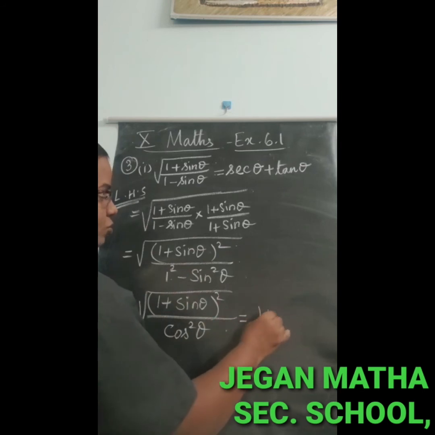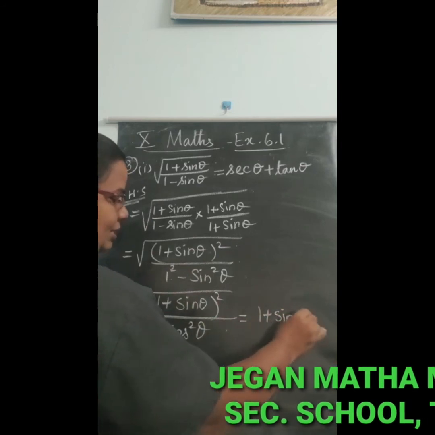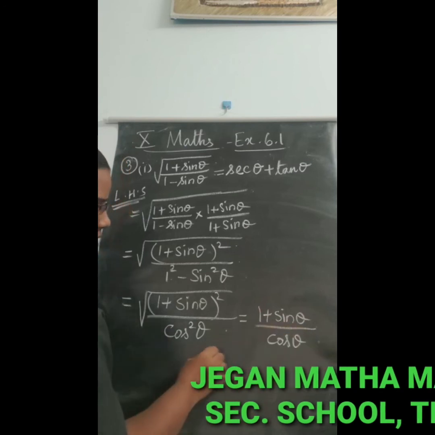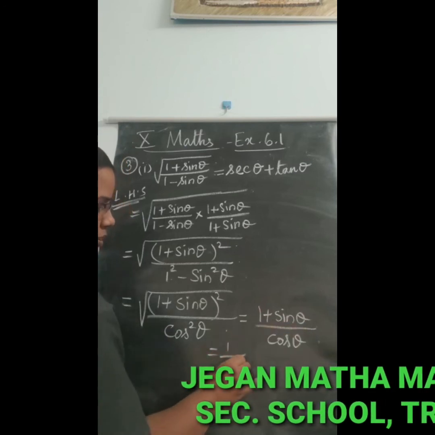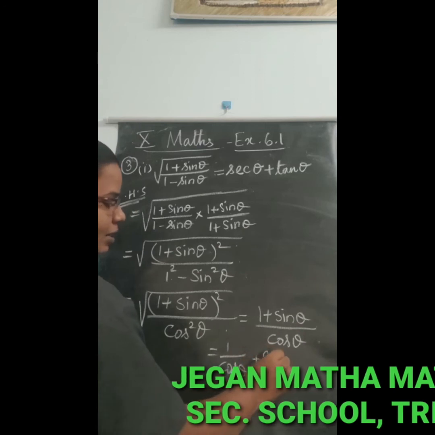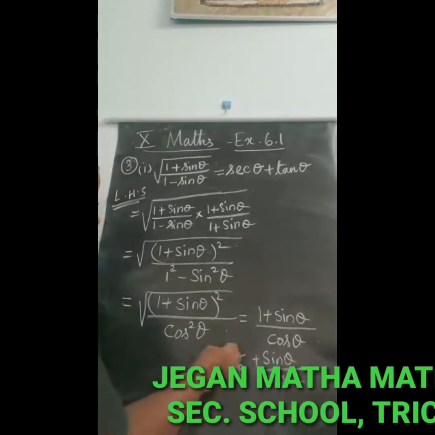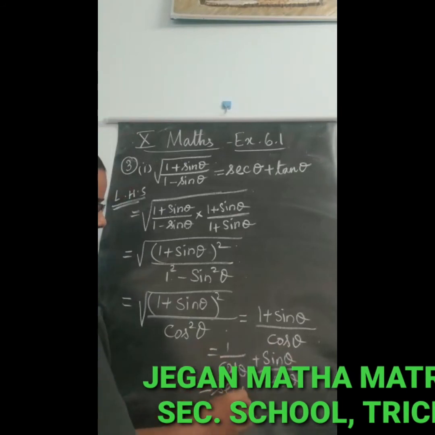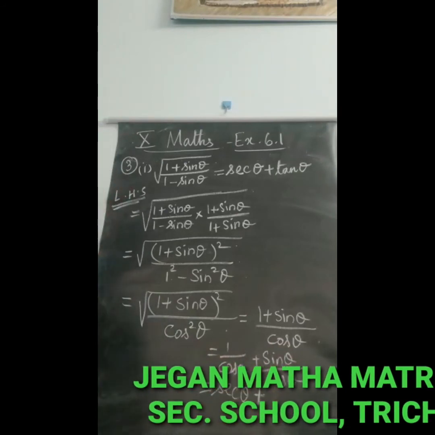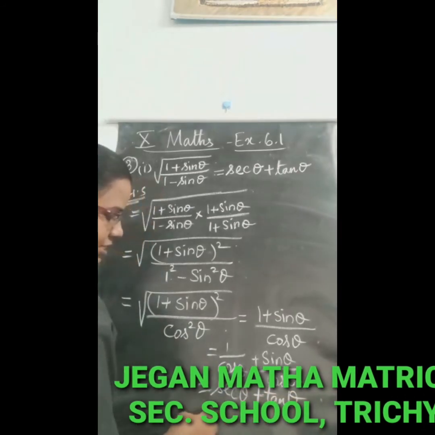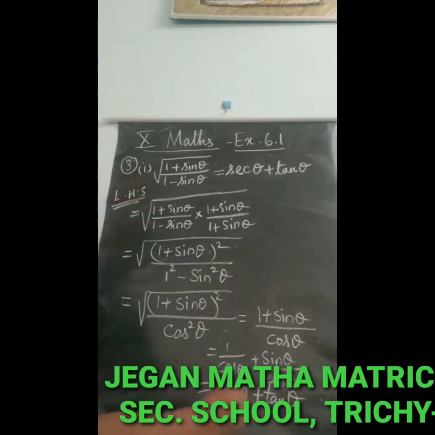So that is equal to 1 plus sin theta divided by cos theta. So you have to split this: 1 by cos theta plus sin theta by cos theta. So that is equal to 1 by cos theta, that is secant theta, plus sin theta by cos theta, we will get tan theta. So that is equal to RHS, hence proved.